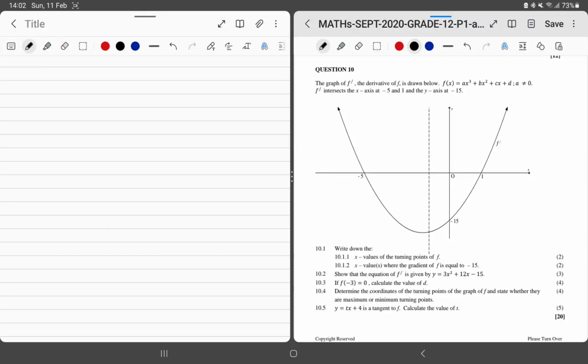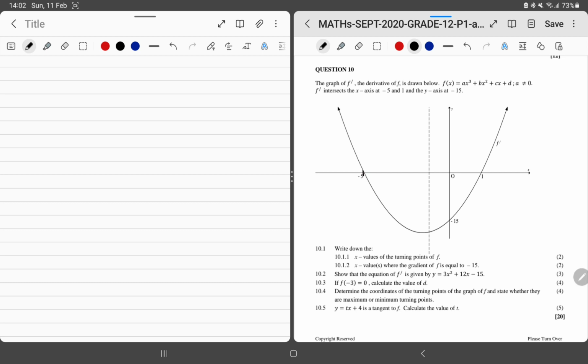A question from the September 2020 KZN. Question 10. The graph of f prime, the derivative of f, is drawn below. f of x is given by that equation, where a is not equal to 0. f prime intersects the x-axis at -5 and 1 and the y-axis at -15.